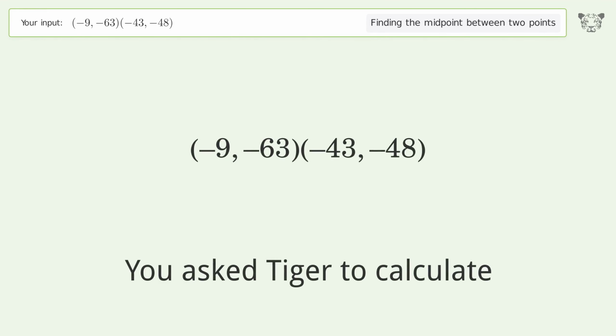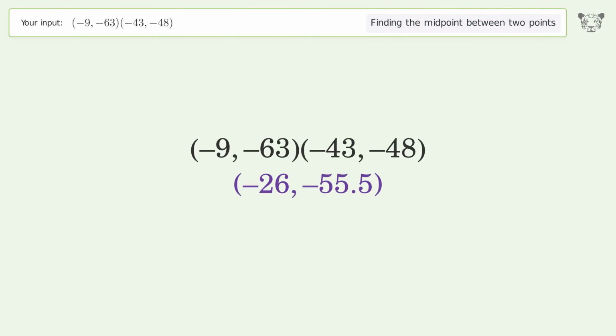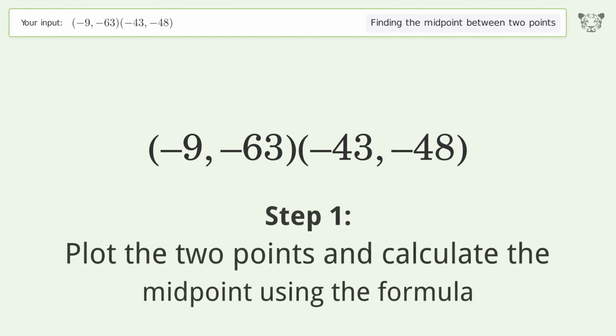You ask Tiger to calculate. This deals with finding the midpoint between 2 points. The midpoint between the 2 points is -26, -55.5. Let's solve it step by step. Plot the 2 points and calculate the midpoint using the formula.